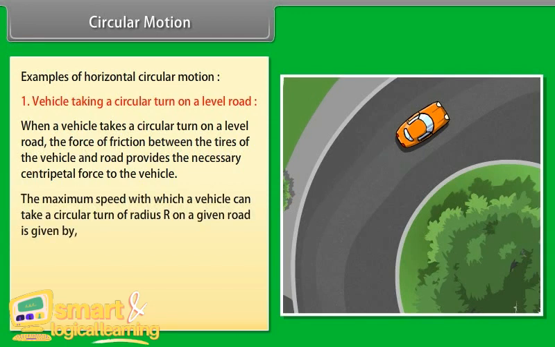The maximum speed with which a vehicle can take a circular turn of radius r on a given road is given by v = √(μrg), where v is the speed of the vehicle, μ is the coefficient of friction.